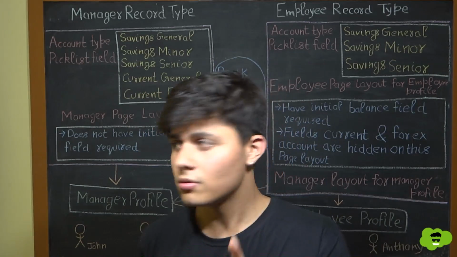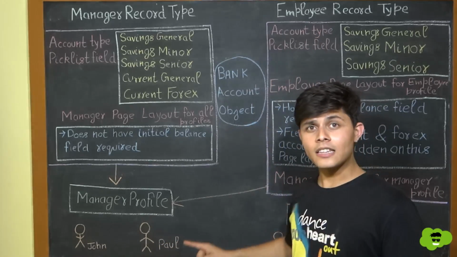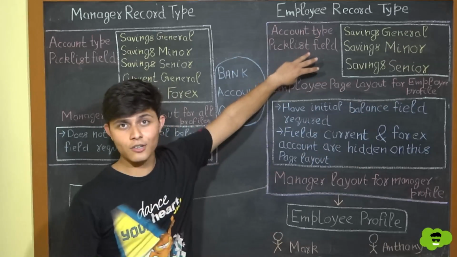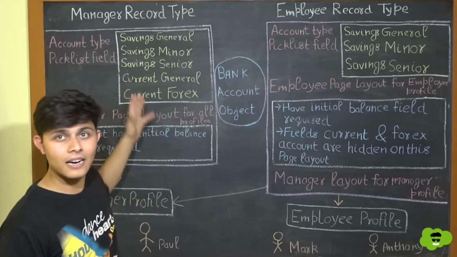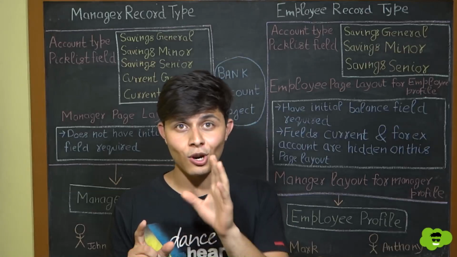But let me remind you that whenever John or Paul creates a record using the employee record type, they'll only see these three picklist values, not all the five. It doesn't matter. Picklist values are only dependent on the record types, not on the page layout.